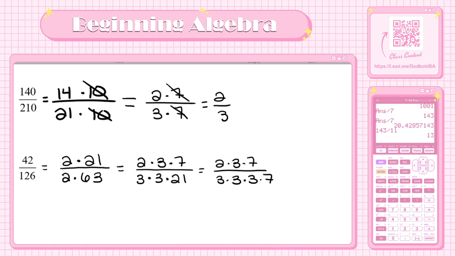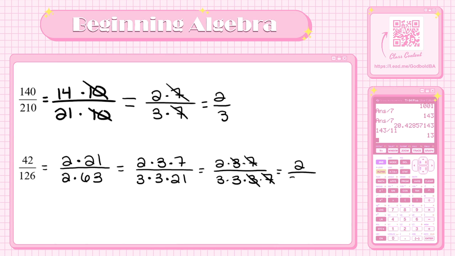All right, so what can I cross out? Well, cross those 7s out and cross those 3s out. Looks like the only thing I'm left with in the numerator is a 2, and the only things I'm left with in the denominator are a 3 and a 3. So it's 2 ninths. Well, that's a lot smaller.